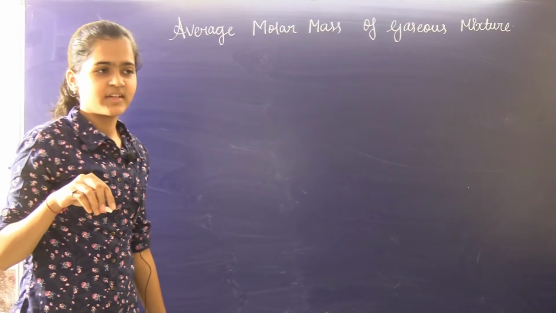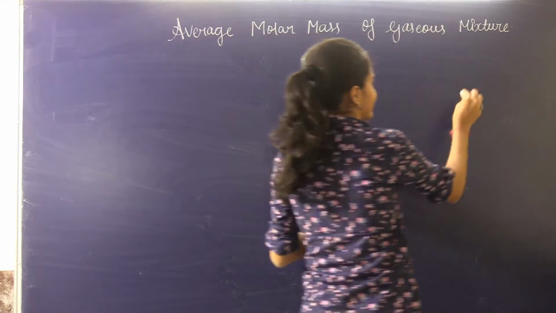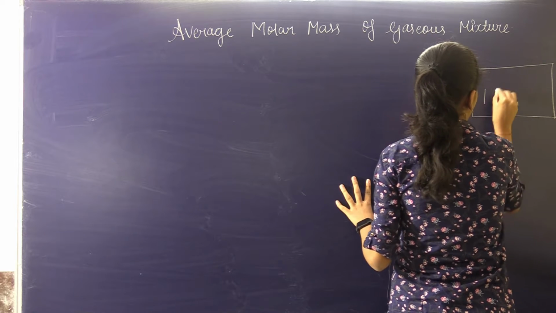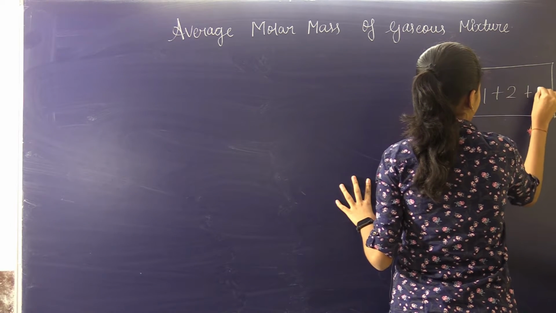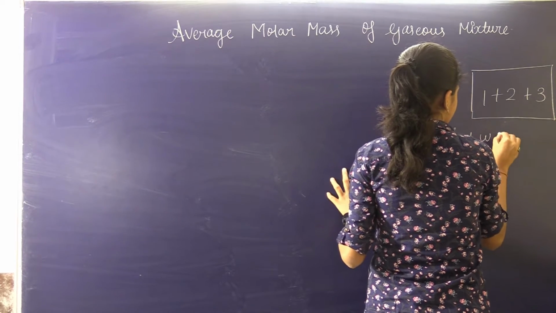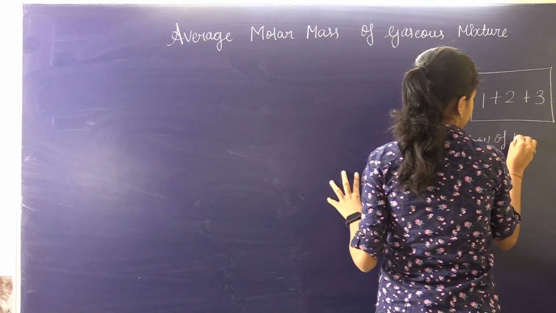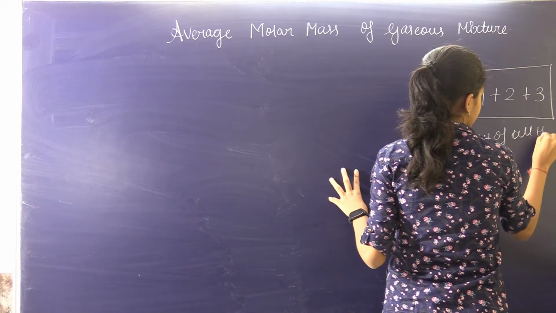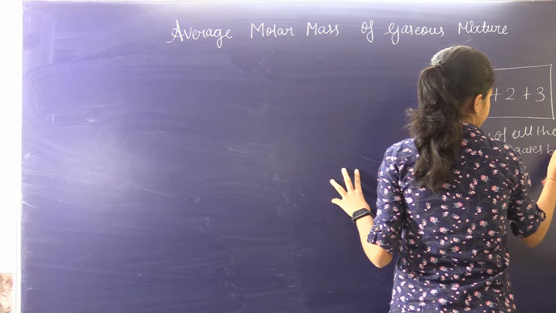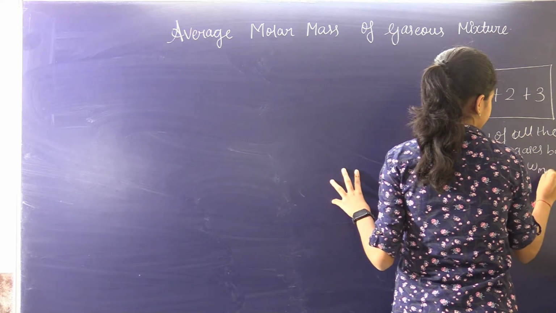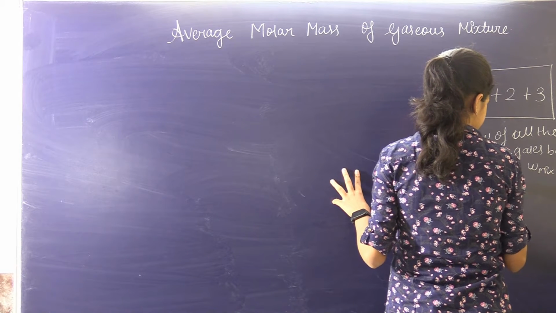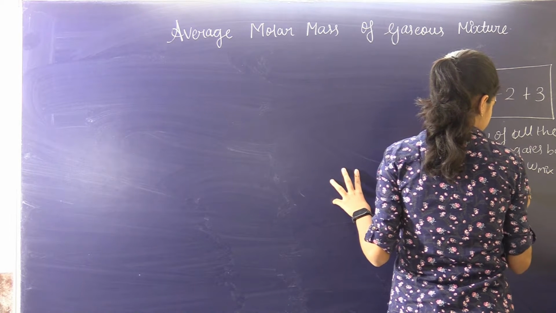So I am assuming a closed container with 3 non-reacting gases. Let the weight of all the gases be Wmix and total number of moles be Nmix.